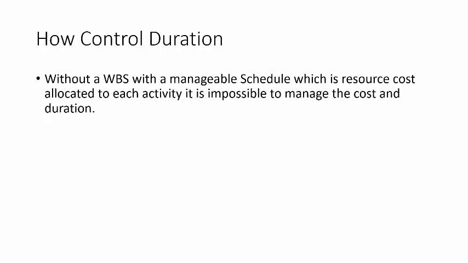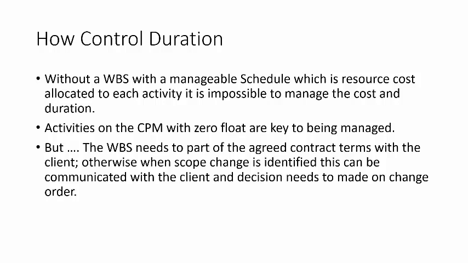So how to control duration? We need a WBS. Without a WBS, we can't have a manageable schedule, and we can't allocate resources and cost to each activity. It's impossible to manage a project without a duration for each activity and without the cost for each activity. Hence, we've been talking about allocating cost to the activity so we can use earned value. We keep talking about this. So no matter what you do, unless this is applied, you really can't be proactive in nature on cost control. Again, I believe the activities on the critical path should be managed and eyes kept closely.